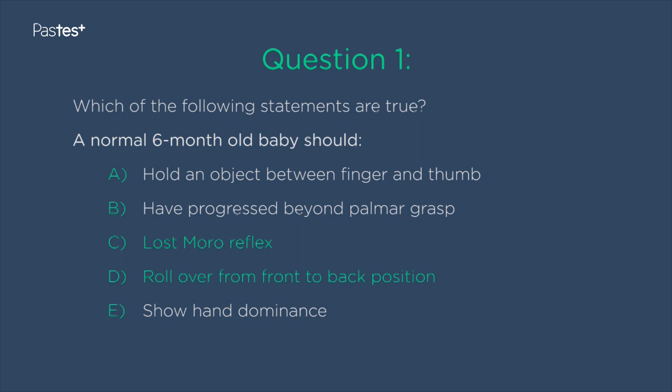And the Moro reflex is present from birth and persists till about 3 or 4 months. And it's abnormal for the Moro reflex to persist beyond this stage. And if it does, motor delay should be considered. Hand dominance is unlikely before the age of 18 months. And if there is early hand dominance, then this should alert a clinician to possible brachial plexus injuries or hemiparesis. So the answers to this question are A equals false, B equals false, C equals true, D is true, E equals false.